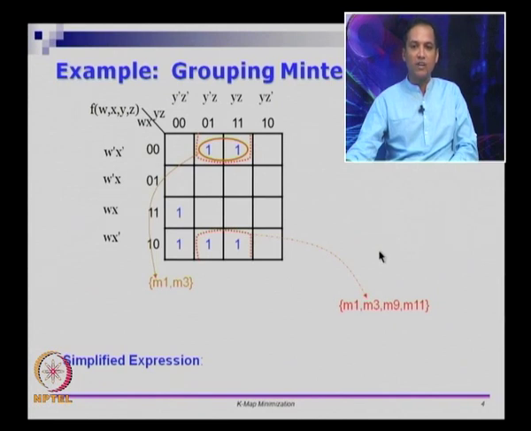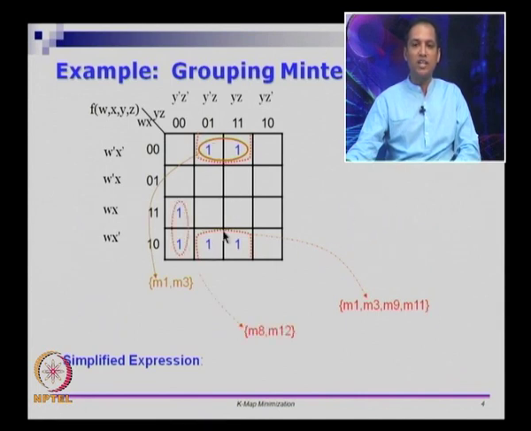So, we did several groupings. There are several groupings of 1, several groupings of 2s and several groupings of 4. We start with the largest group. The largest group is a grouping of 4. These 2 are 1s and these 2 are 1s. The largest grouping is a group of 4. I take that and that corresponds to the term M1, M3, M9, M11, right, these 4 terms.